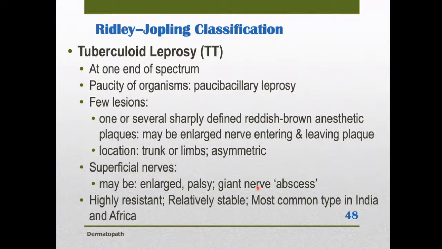So they have tuberculoid leprosy, abbreviated TT. We will have also lepromatous leprosy, and we will have combinations, tuberculoid lepromatous or lepromatous tuberculoid borderline, and so on. So this is at one end of the spectrum. Here in tuberculoid leprosy, there are a few organisms. So this is paucibacillary leprosy. They have a few lesions on the skin or the mucosa.